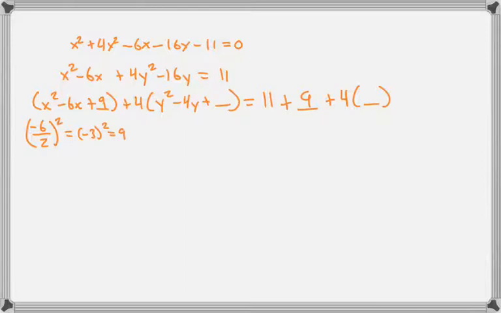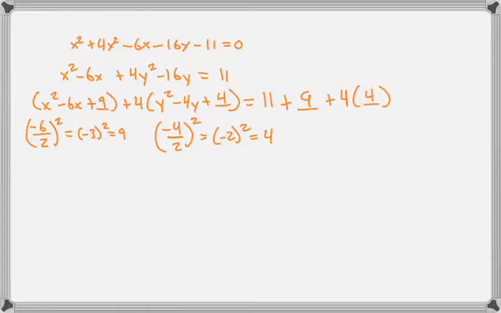Okay, do that same process with the negative 4 in our second parentheses. So negative 4 over 2 squared. It's going to be a negative 2 squared, or 4. So that goes into both of our second blanks. So now we have two perfect square trinomials with our two parentheses on the left side.